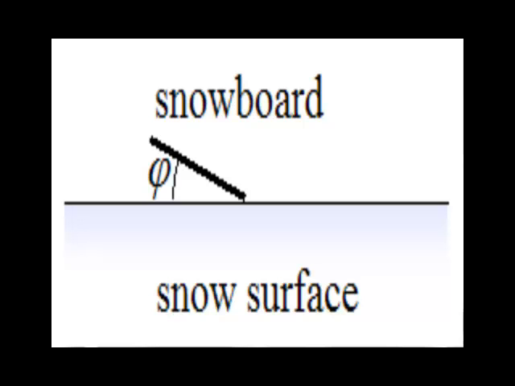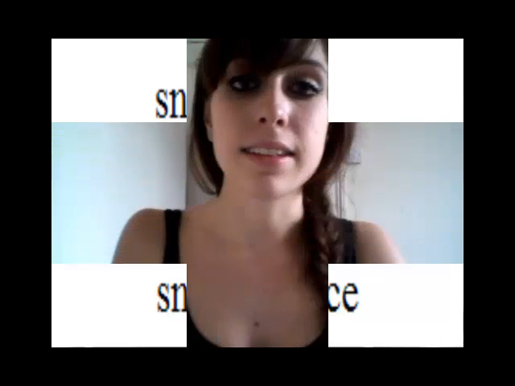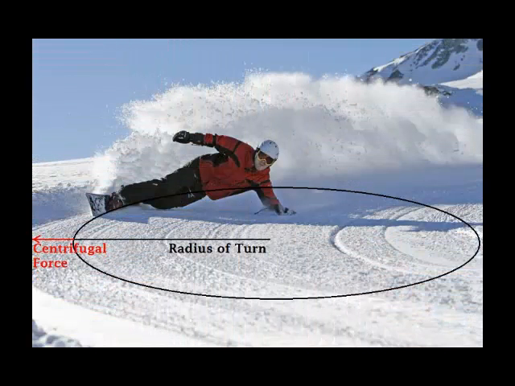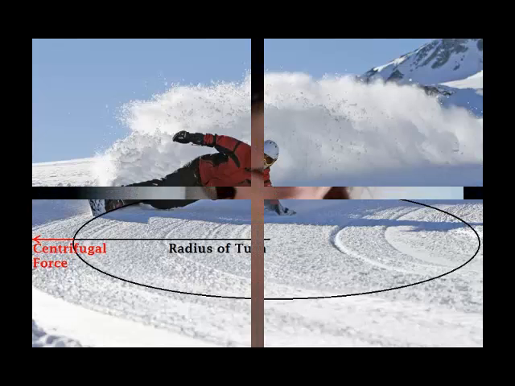A purely carved turn is done when the snowboard is tilted at an angle to the snow, and, as a result of this minimum level of friction between the two surfaces, the speed loss is minimized. As you can see in the picture, while a centrifugal force seems to pull the snowboarder towards the outside, he leans towards the center of the carve to balance it.